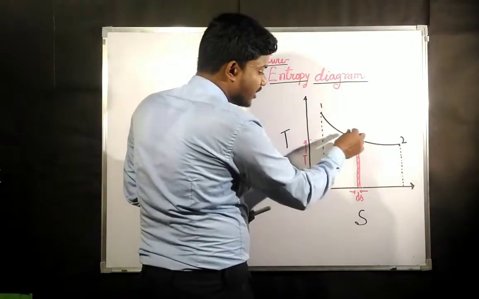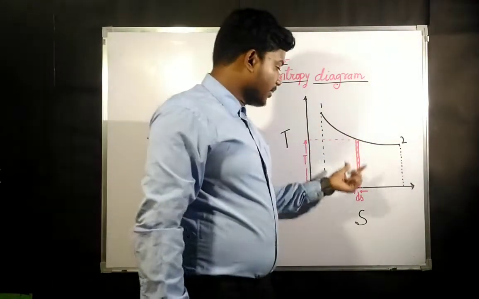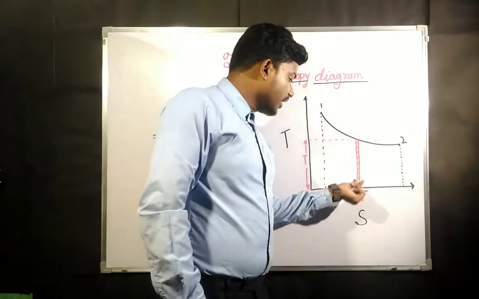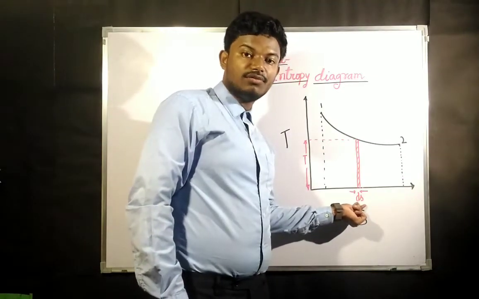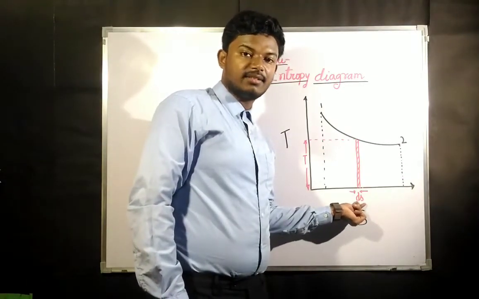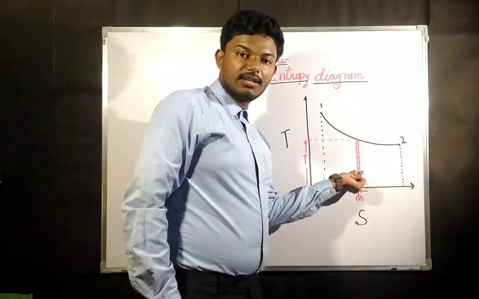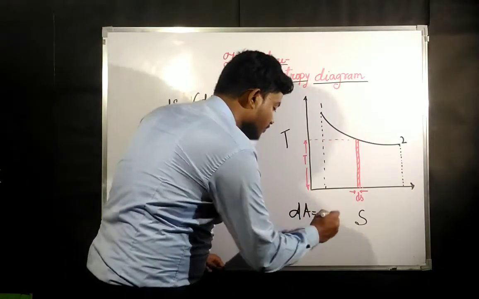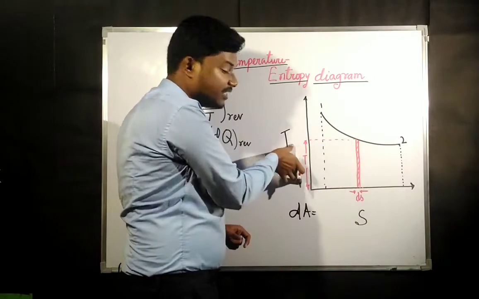At any point in between, we have drawn a small strip, parallel to the T axis. The thickness of this strip is going to be ds. Now, what is going to be the area of the small strip? The area of that small strip is going to be the height, or the length of that strip, which is going to be T.